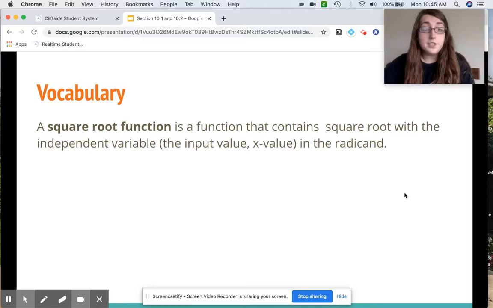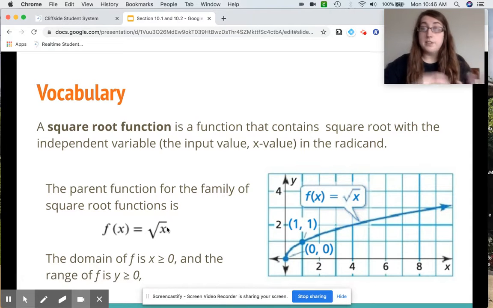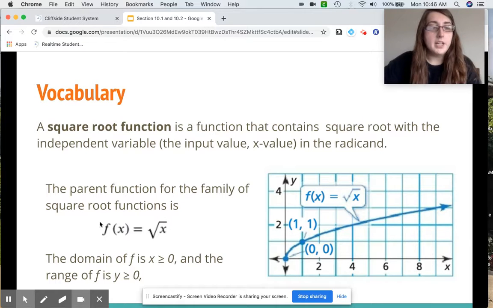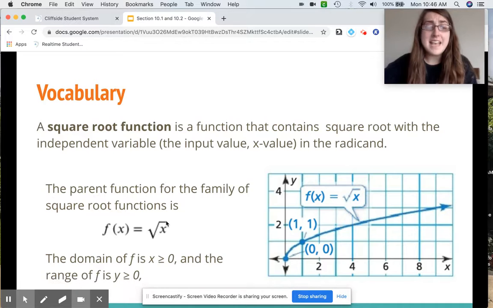So a square root function is a function that contains a square root with the independent variable in the radicand. So what you're going to have is the square root of x. So you could have the square root of x plus 2, you could have the square root of x and then plus 3. You could multiply, you could have all these other different transformations applied to it, but your parent function is just the square root of x. And this is actually the inverse of a quadratic function. And later in the chapter, we'll go into more detail about what an inverse function is.